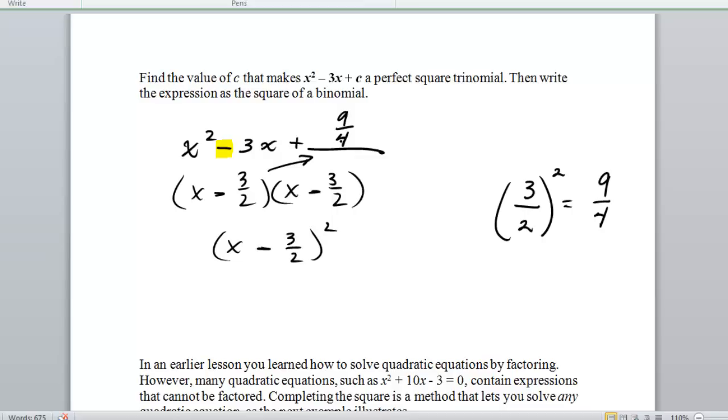Now, make sure you practice this process a little bit. Of course, put the negative here if you want to do that. Practice this a bit. We're going to be using this process to solve quadratic equations in the next part of the notes.